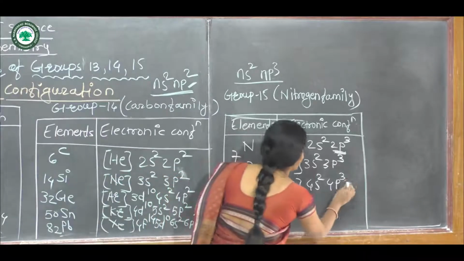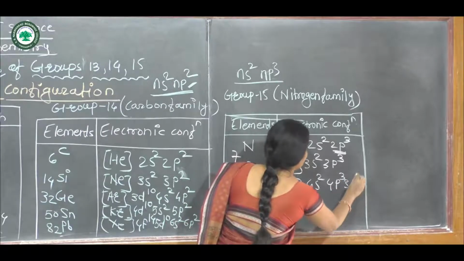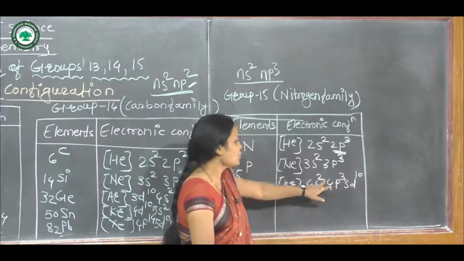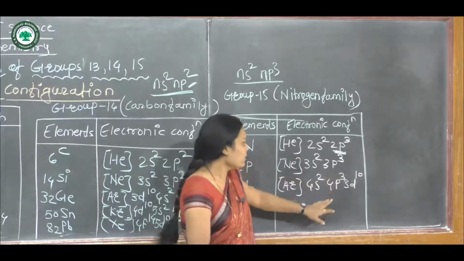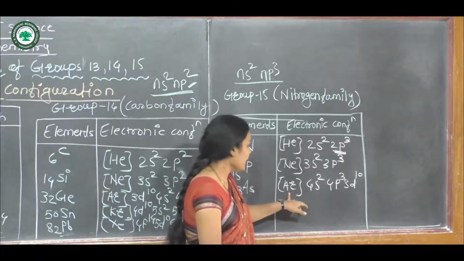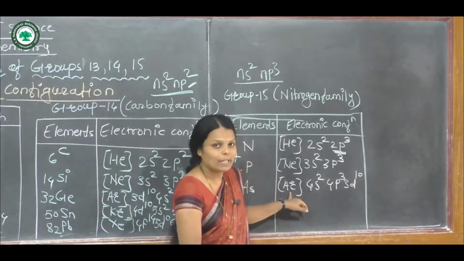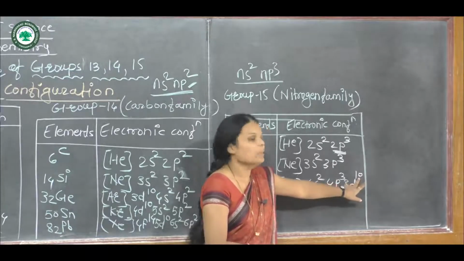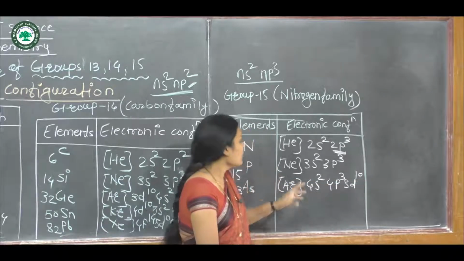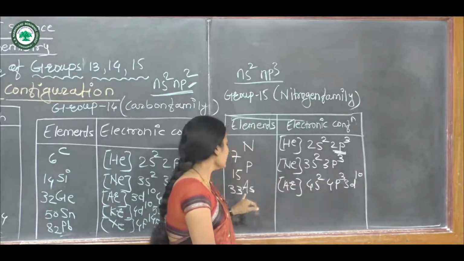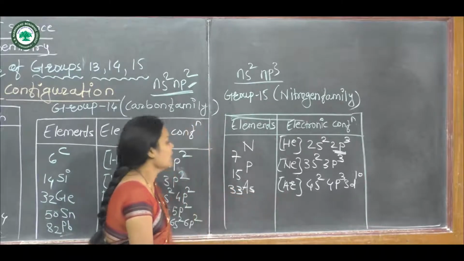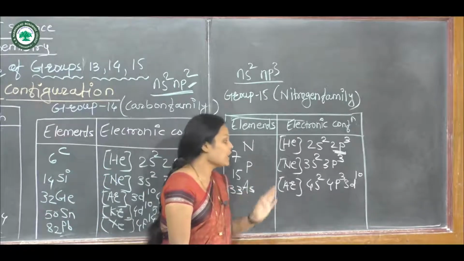Here remaining is 3d10, 4s2 4p3. Now 18 electrons are present in argon. Those 18 and 10 means 28. Now 28 and 5 means 33, and that's why it's represented by argon.